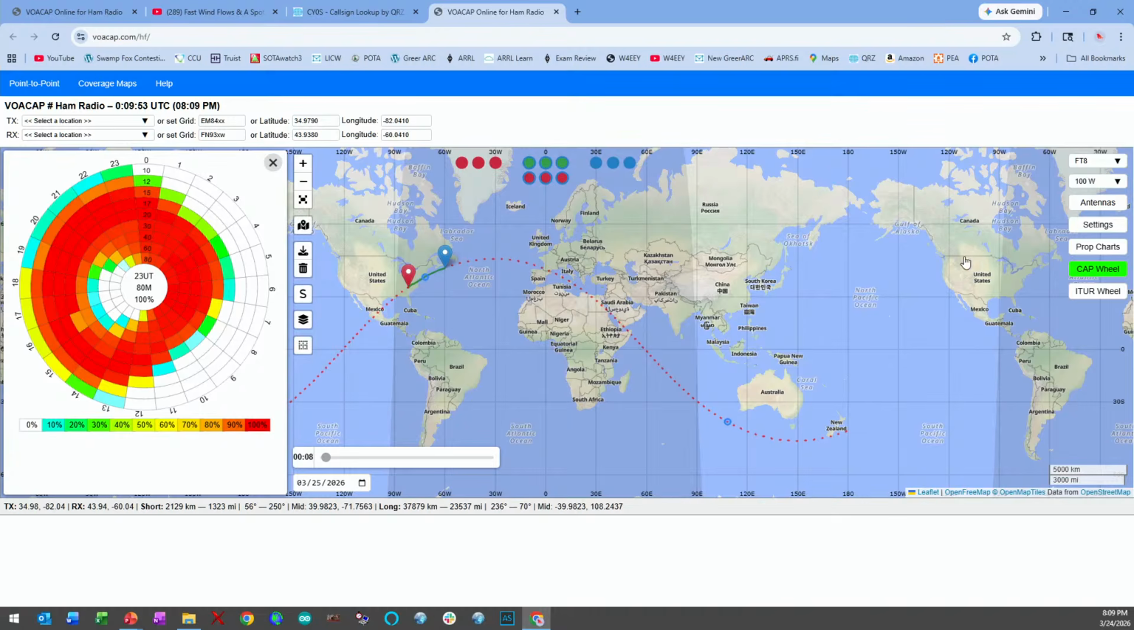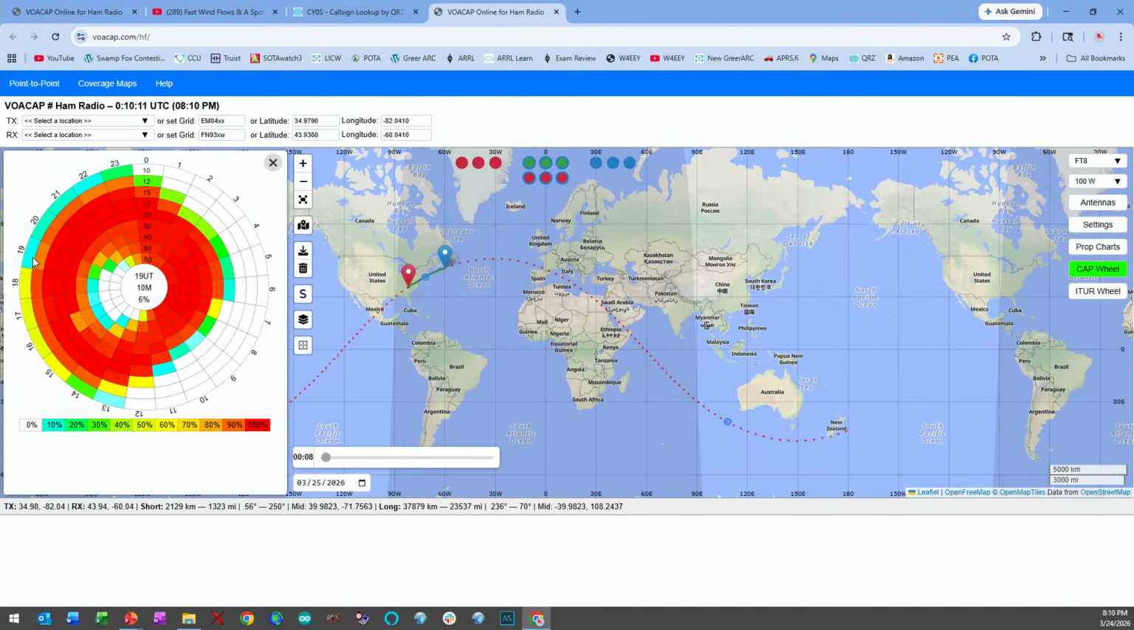So here's our CAP wheel being displayed. And I said that I wanted to try to work them around 3 o'clock in the afternoon, which is 1900 hours. So notice how these numbers in the middle are shifting around as I move my cursor around the wheel.